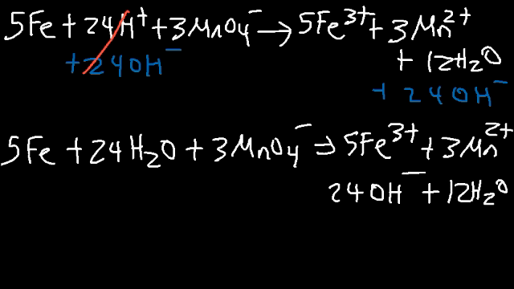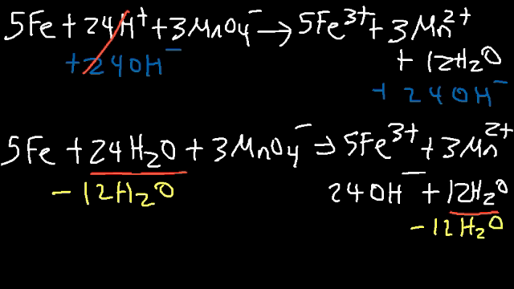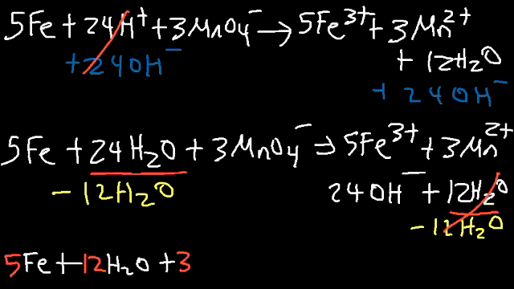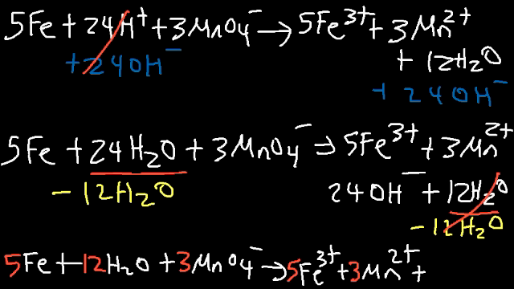Now there's one more step that we need to take care of, and that is the water molecules. So we need to subtract both sides by the smaller of the two numbers, so that there's going to be only H2O on one side of the reaction. So these two will cancel. So now what we have left over is going to be 5 Fe plus 12 H2O molecules and 3 permanganate ions, and that's going to turn into 5 Fe3+ ions and 3 manganese 2+ ions and 24 hydroxide ions on the right side. So now this reaction is balanced. So that's how you can balance it under acidic and basic conditions.